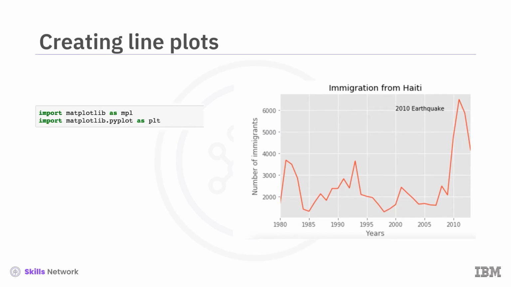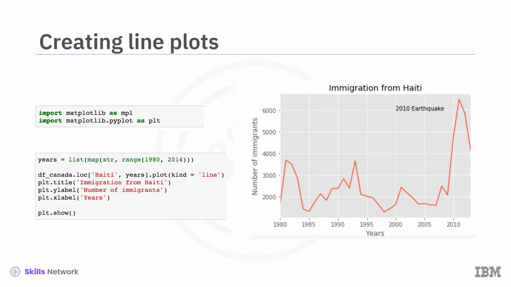First, we import Matplotlib as mpl and its scripting interface as plt. Then we call the plot function on the row corresponding to Haiti, and we specify kind equals line to generate a line plot. Then to complete the figure, we give it a title and label its axes. Finally, we call the show function to display the figure. Note that this is the code to generate the line plot using the magic function %matplotlib with the inline backend. There you have it, a line plot that depicts immigration from Haiti to Canada from 1980 to 2013.